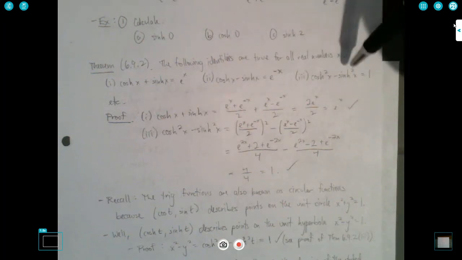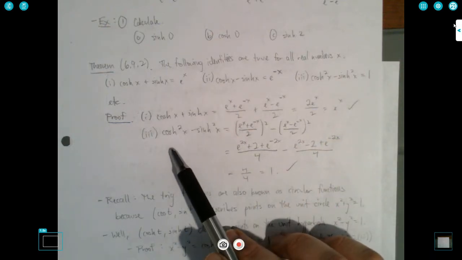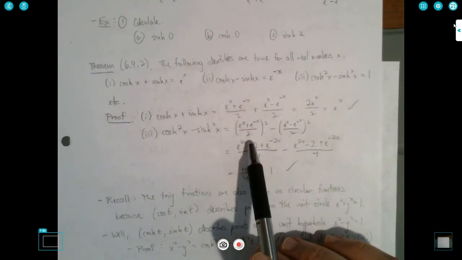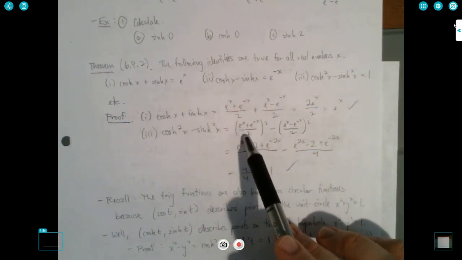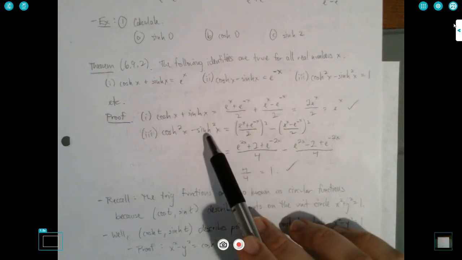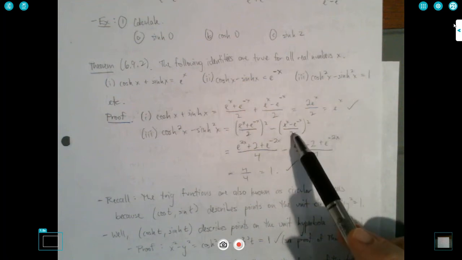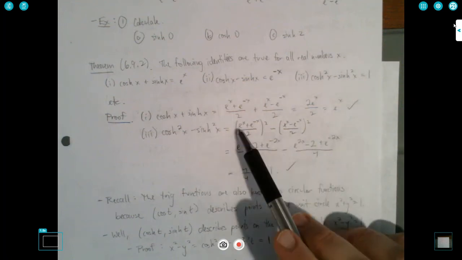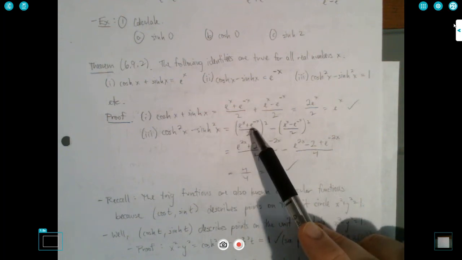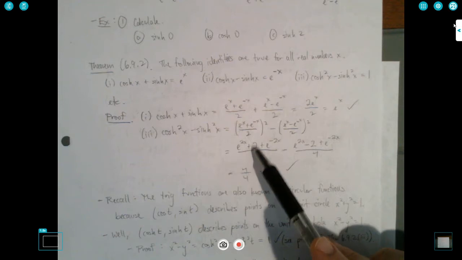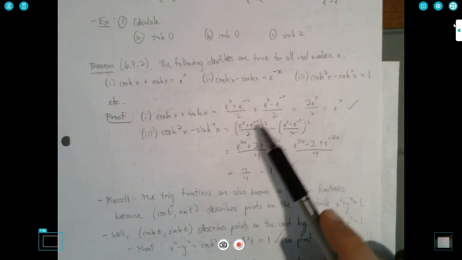Or like the third identity, cosh squared minus sinh squared equals 1. This is pretty easy to prove, right? Cosh squared is e to the x plus e to the negative x over 2 squared. Sinh squared is e to the x minus e to the negative x over 2 squared. When you square those, we'll get e to the x times e to the x is e to the 2x. E to the x times e to the negative x is 1. You'll have 2 of those, so it'll be 2. And then e to the negative x times e to the negative x is e to the negative 2x. And then 2 squared is 4.